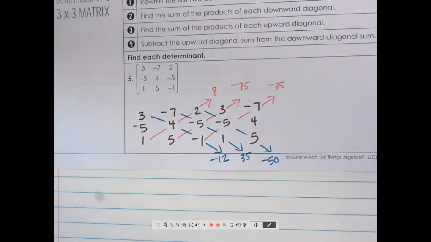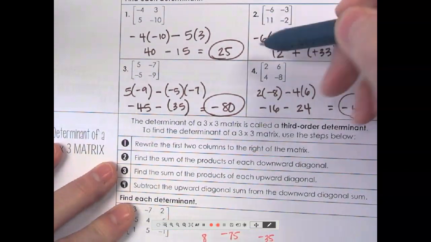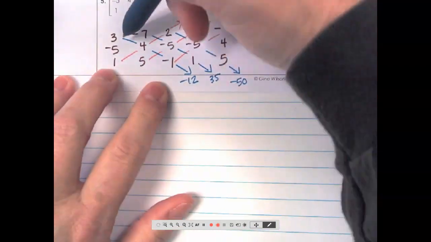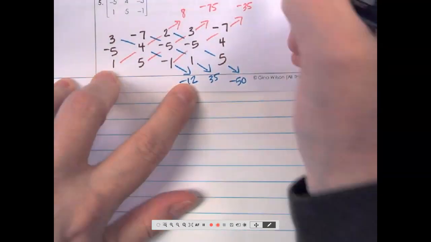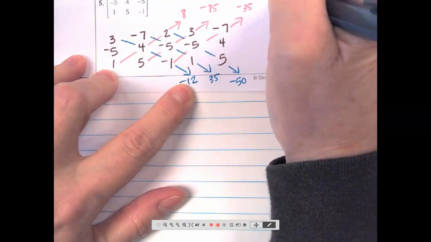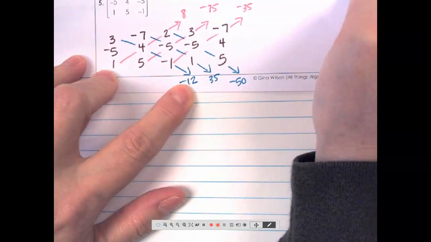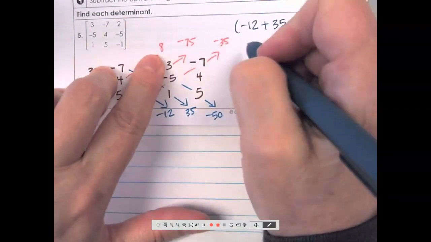Okay, so we had 3 diagonals in each direction to find the product of. Remember up here with the 2 by 2s, we took this product and subtracted the one in that direction. So what we're going to do is, same direction, start with the ones that were going down to the right. I'm going to add those numbers up and subtract all the ones in the other direction.